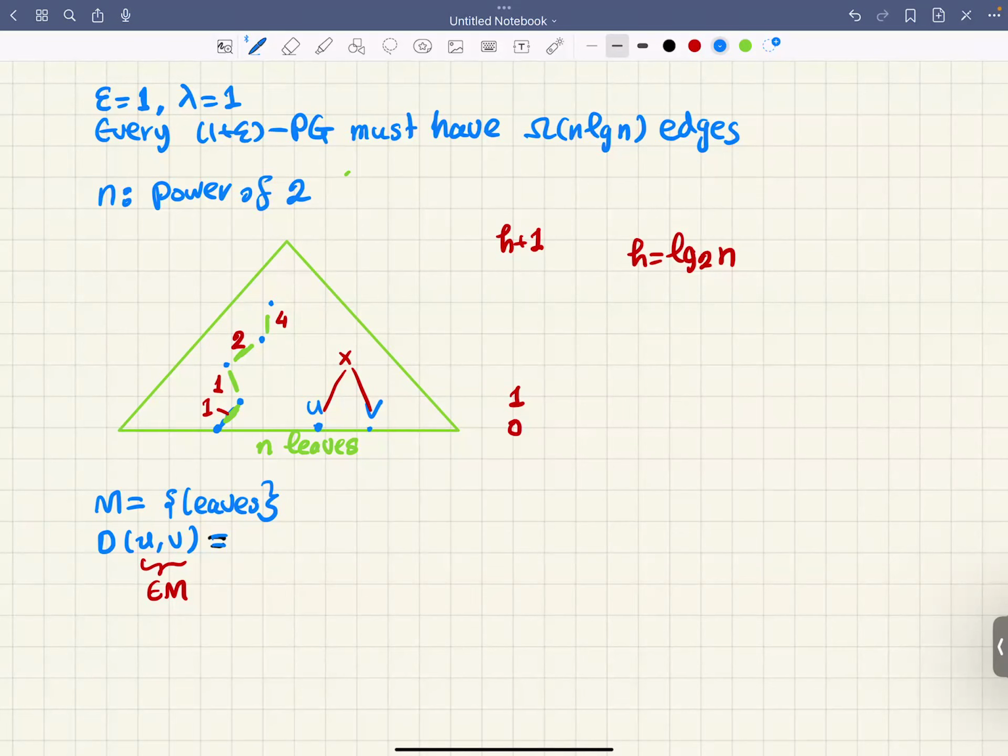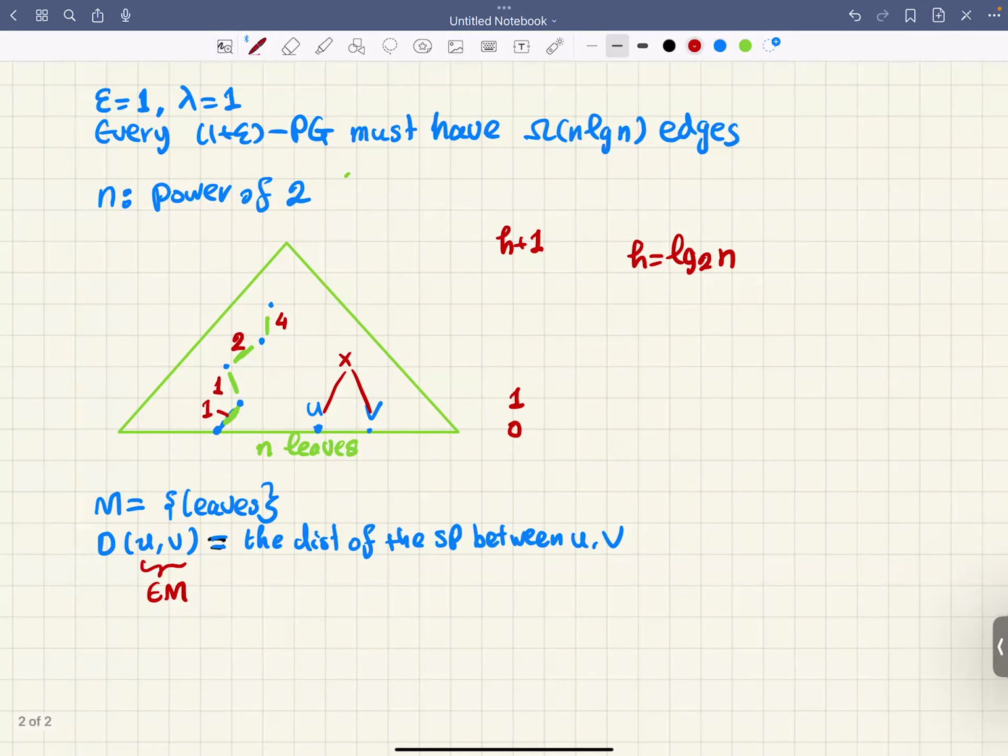So I will define d(u, v) as the distance of the shortest path between u and v. You see what I'm saying? If you have two leaves here, what would be the shortest path? There's no other way you can go. You have to go up to your LCA and then go down. You don't want to go up and then back down further, that's not going to be a shortest path. So you arrive at the LCA and then go back down.